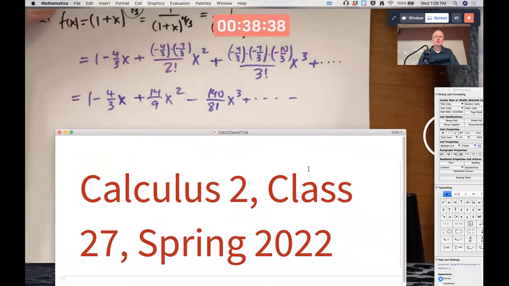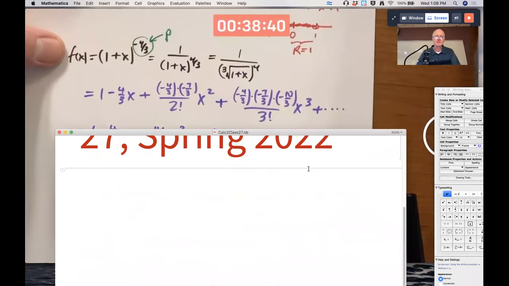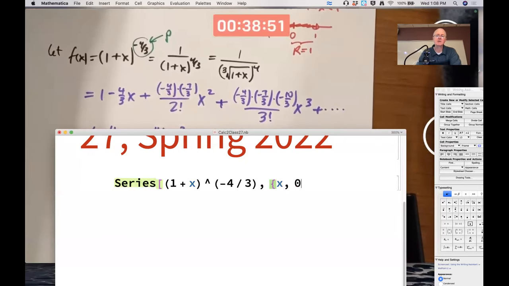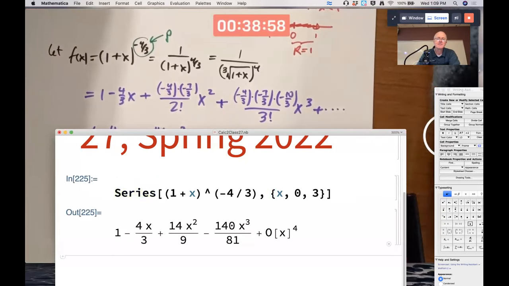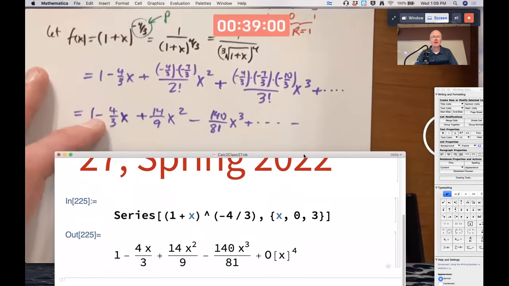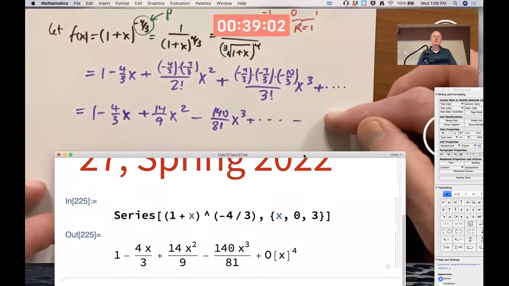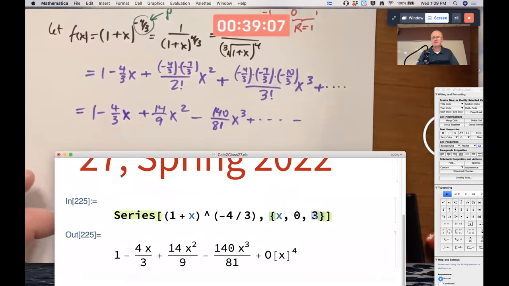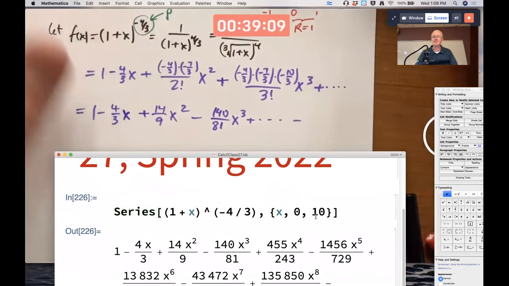Check it with Series, capital S Series, plug in the function, comma, curly brace x, comma, then 0 is where we're centering it, and then comma, and then you want the highest power of x that you want to see, 3. There we have it, it checks. If you're interested in higher powers, then do that.